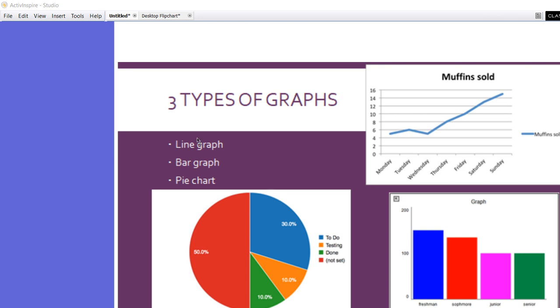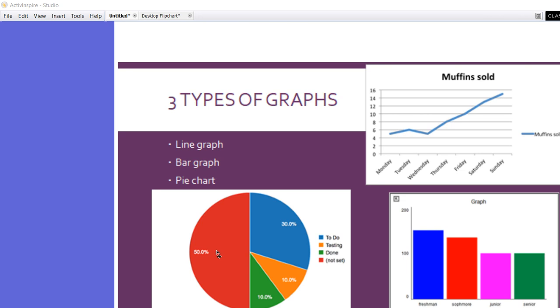The third type of graph that we'll talk about are called pie graphs or pie charts. They are circular in shape, and pie charts show pieces of a whole. So 50% of the total falls into one category, 30% of the total falls into another, and then you have 10% into those remaining 2 categories.